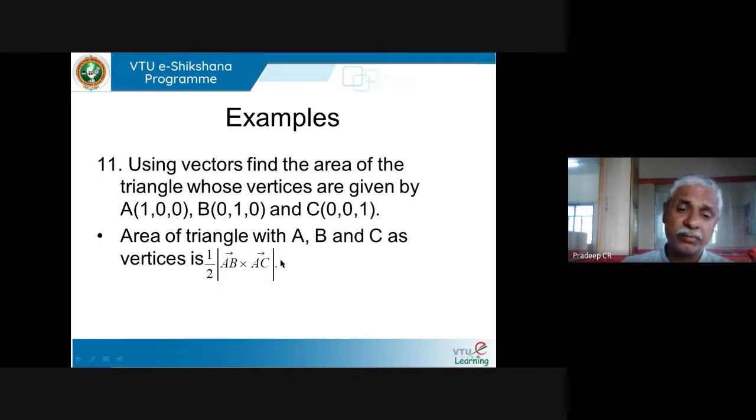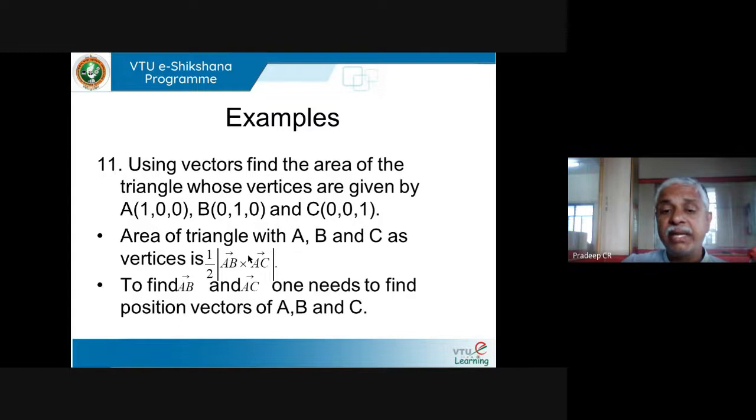So that's what you have to observe. If you take AB and AC and draw a parallelogram with them, its area is mod AB cross AC. The diagonal of the parallelogram cuts it into two triangles, and the area of one such triangle is what I want. So it's half the area of the parallelogram. The area of the parallelogram is the modulus of AB cross AC. So I have to find AB and AC.